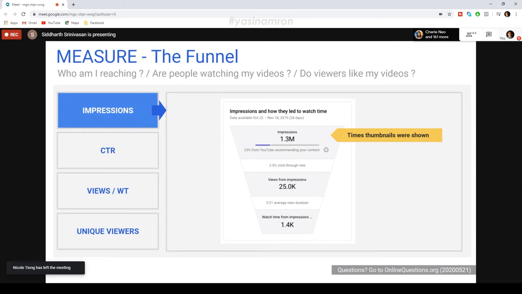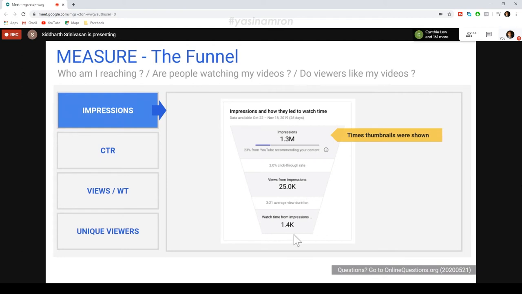Now, how do we measure this funnel and therefore where do you find these metrics? We all know this because I've just spoken about this a few times. We start with impressions. We then go into the click-through rate, which is how many people clicked on your video thumbnails, and then how many views did it lead to.